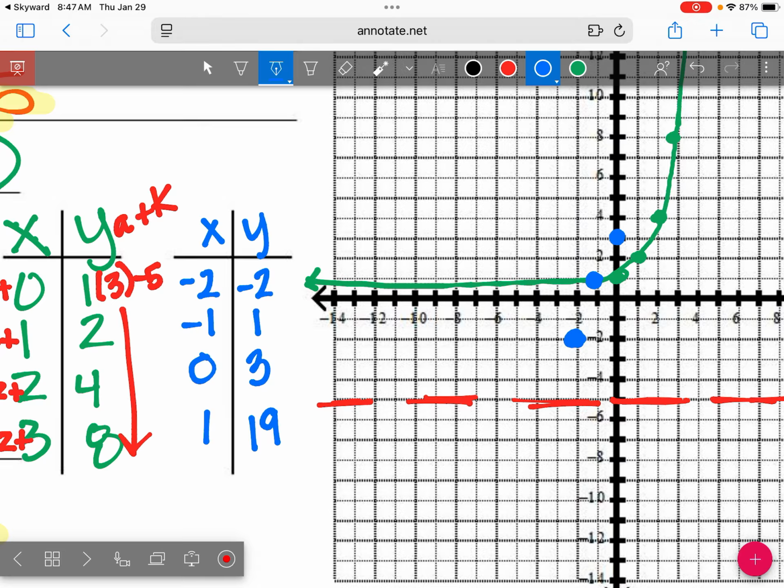4 times 3 is 12. There you go. Because I was like, this doesn't look right. 4 times 3 is 12, and 12 minus 5 is 7. Thank you. It just didn't look right, so I was like, something isn't right. Okay. Now let's finish it.